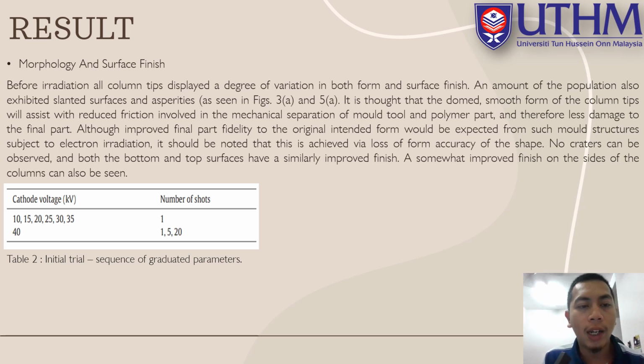to the final part. Although improved final part fidelity to the original intended form would be expected from such mold structures subject to electron beam irradiation, it should be noted that this is achieved via a loss of accuracy of the shape. No craters can be observed, and both the bottom and top surface have a similarly improved finish. A somewhat improved finish on the sides of the column can also be seen.